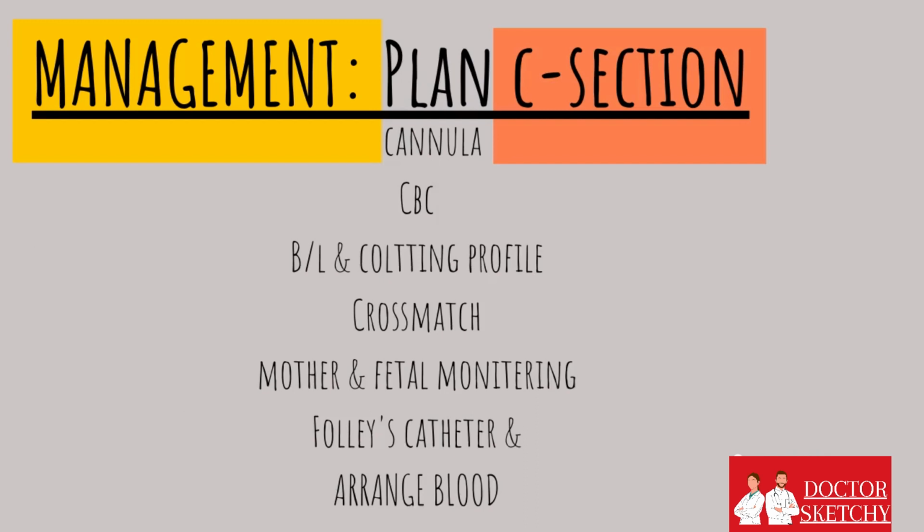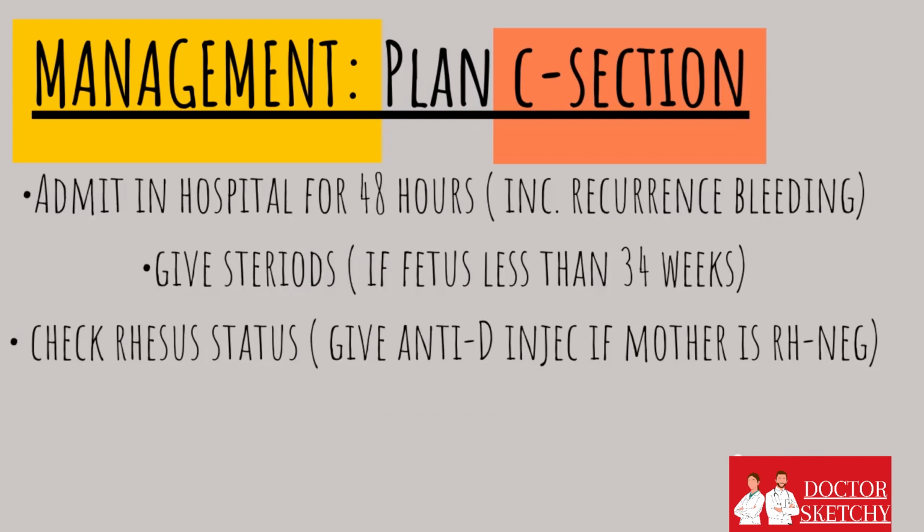Pass the IV line, CBC, baselines and clotting profile, cross-match, mother and fetal monitoring, Foley's catheter, and arrange blood. Admit the patient in hospital for 48 hours as there is an increased recurrence of the bleeding in the first 48 hours. Give the steroids if the fetus is less than 34 weeks. Check the rhesus status of the mother and give anti-D injection if the mother is Rh negative, and plan C-section.